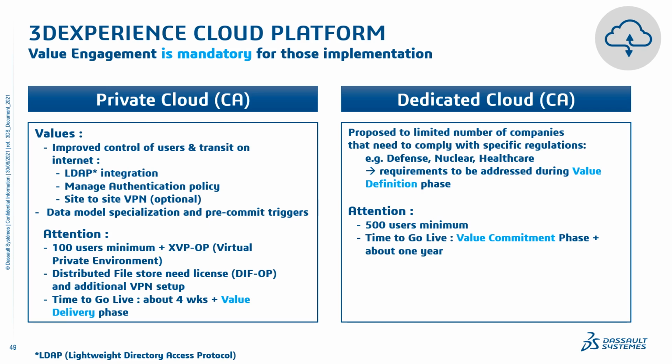About the dedicated cloud, this is limited to a few companies that are facing strict regulation constraints to comply with sovereignty requirements, and that can offer and host a cloud infrastructure on premises. For sure, a value engagement is necessary, and in most cases, the customer's specific requirements are to be identified during the value definition phase. A contract can be signed with a minimum number of 500 users. Time to go live is at least 1 year, including the value commitment and the hardware provisioning, delivery, and installation at the customer site.